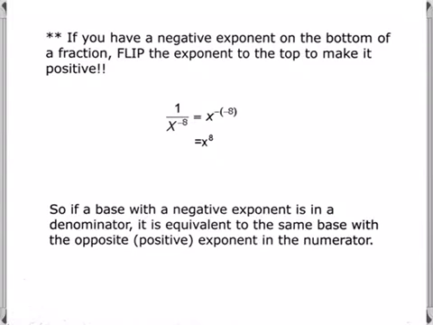If you have a negative exponent on the bottom of a fraction, you flip the exponent to the top to make it positive. So the idea, in order to get rid of negative exponents, it has to cross that fraction bar, or it has to move from either the denominator to the numerator or numerator to the denominator.